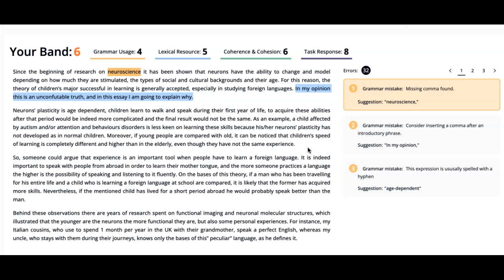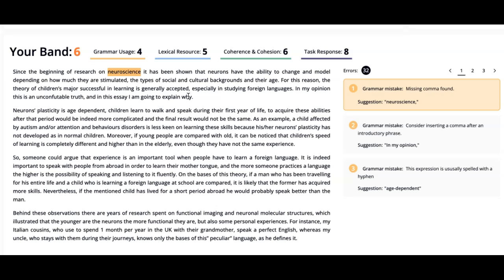Neurons' plasticity is age dependent. Children learn to walk and speak during their first year of life. To acquire these abilities after that period would be indeed more complicated, and the final result would not be the same. Long sentence, but you pulled it off. So it's okay, but just be careful. Some long sentences, like the one I just mentioned before, the one that I said could be reorganized, some long sentences can get you into grammatical problems.